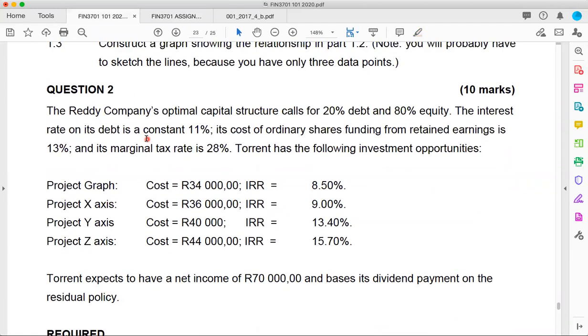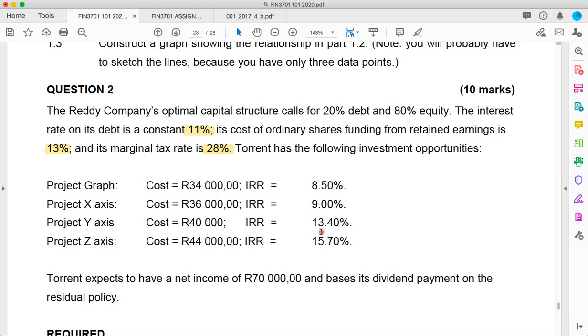Question 2 says, ready company's optimal capital structure calls for 20% debt and 80% equity. The interest rate on debt is constant at 11%. Its cost of ordinary shares funding from retained earnings is 13%. The marginal tax rate is 28%. And the company has the following investment opportunities. So the company can invest in 4 possible projects: Project Graph, Project X axis, Project Y axis, Project Z axis. The cost of the first project is 34,000, second 36,000, 40,000, 44,000.